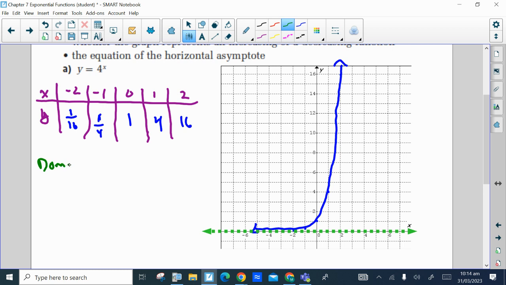The domain of this would be from negative infinity to positive infinity.